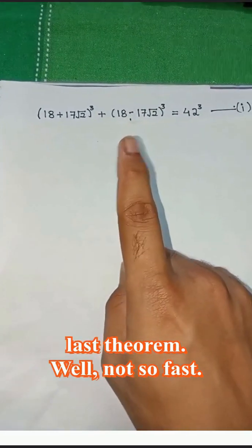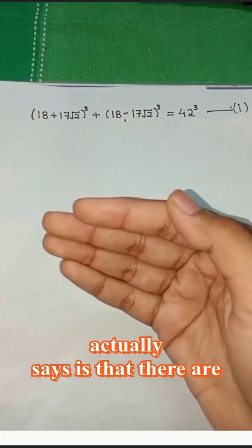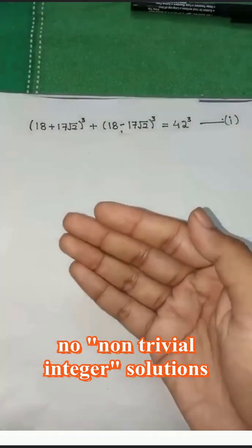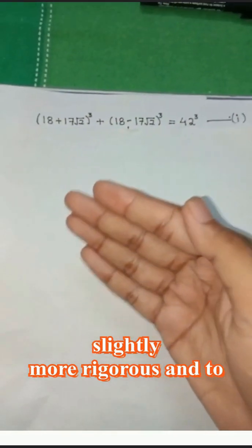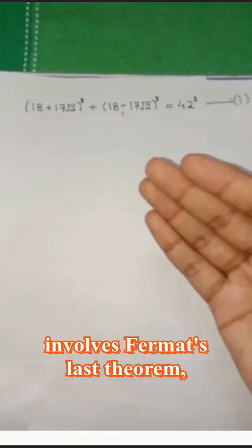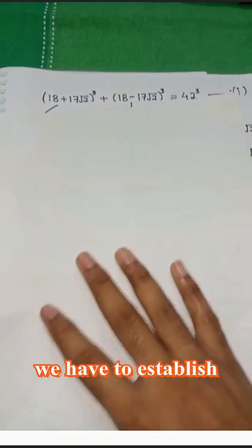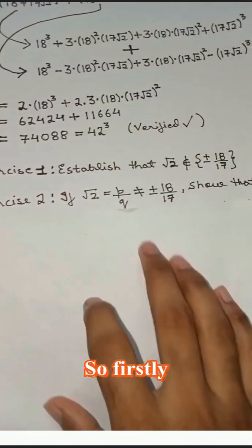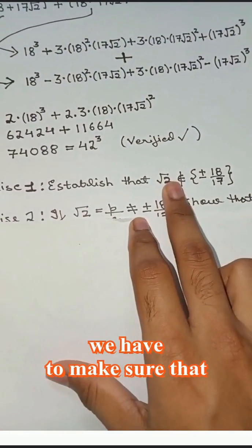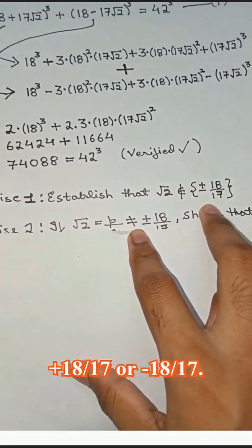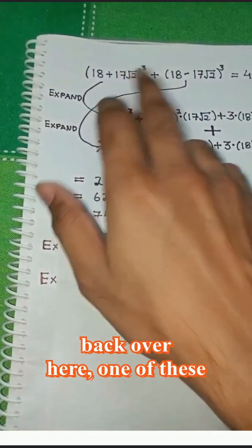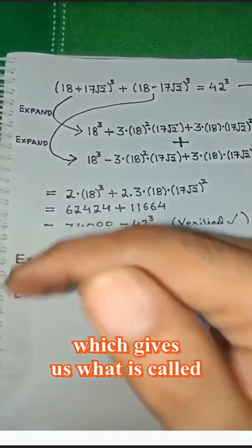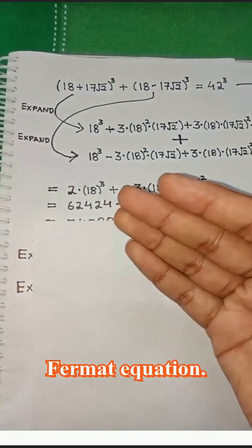Well, not so fast. What Fermat's last theorem actually says is that there are no non-trivial integer solutions to Fermat's equation. So for the sake of being slightly more rigorous and to make sure that our proof really involves Fermat's last theorem, we have to establish these two facts. Firstly, we have to make sure that square root of 2 is neither plus 18 by 17 nor minus 18 by 17, because if we substitute it back over here, one of these terms goes to 0, which gives us what is called a trivial solution to Fermat's equation.